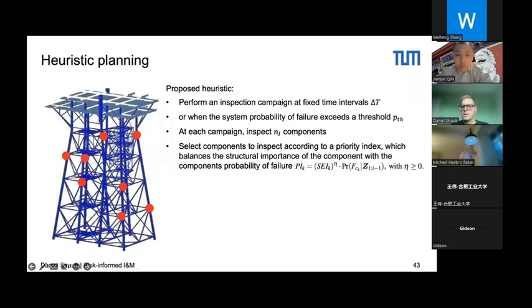Other questions? Hi, Professor. Thank you for your fantastic presentation. Just as you said, inspection and maintenance planning is a sequential decision problem.